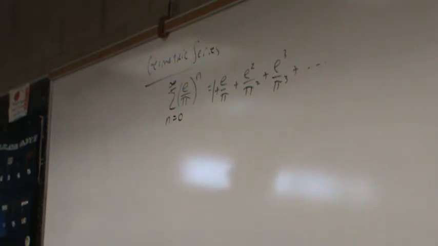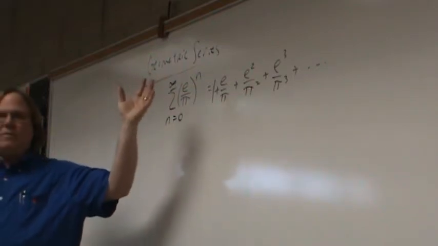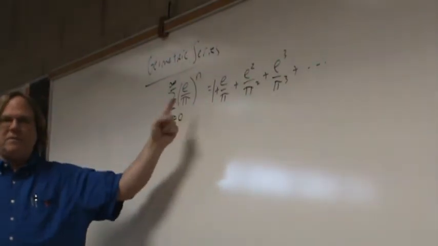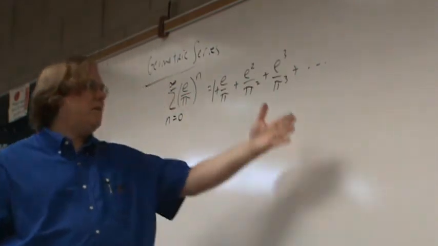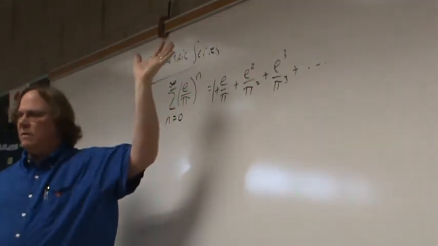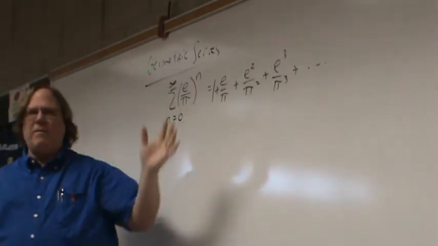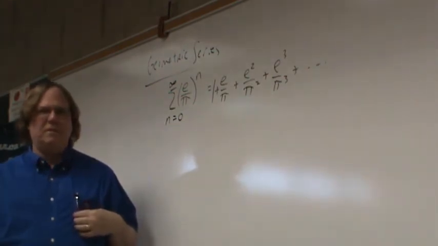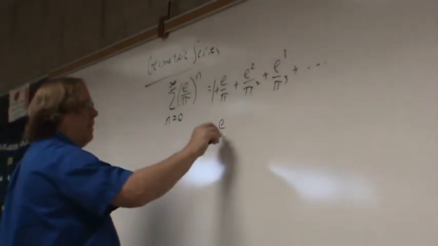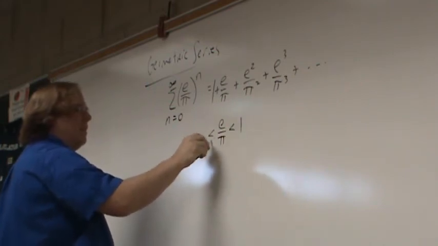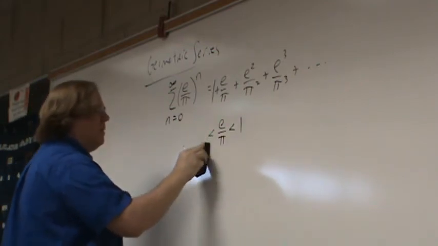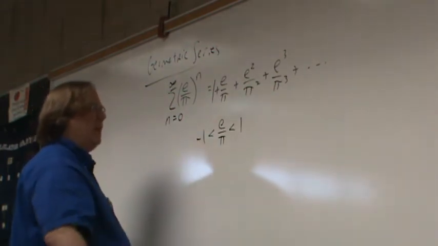Yes, Abigail. Converges. Abigail said it converges. The series or the sequence? The series. Okay, it should converge. How many people agree with her? Well, good for you. Abigail, how'd you know? Because e is actually 2.7, and then pi is 3.14, so 2.7 divided by 3.14 is less than 1. Good for you, Abigail. That's it.